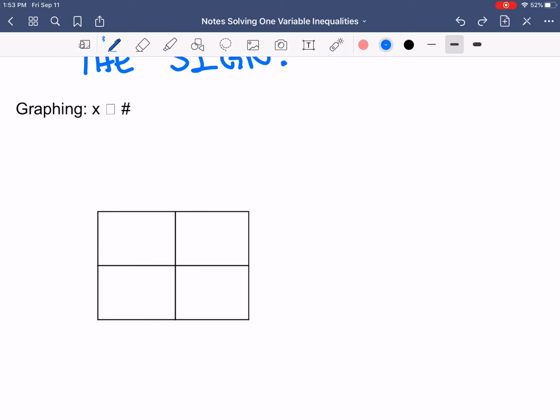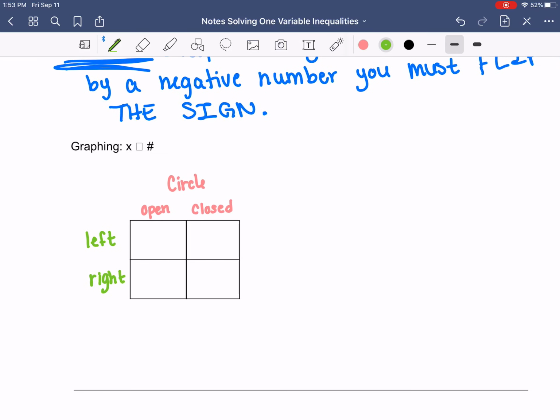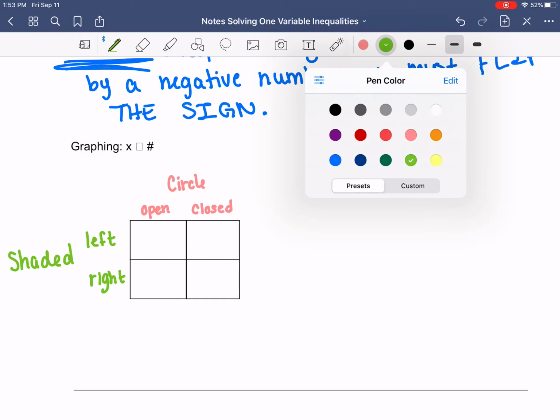And then when you graph them, you're either going to have an open or closed circle. This is your circle. You're either going to have an open or closed circle. And then you're going to have either shaded to the left or shaded to the right. This is the way that you're going to be shaded. So you can write that down, draw a little box. So your inequality is going to be in there, okay?